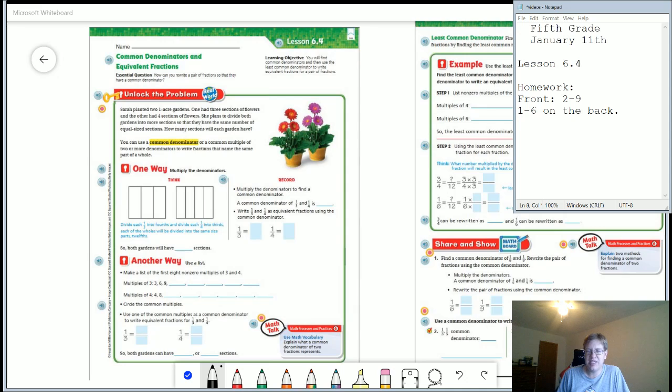This is going to be a lesson for 5th grade covering Go Math lesson 6.4. I feel like I just did this, but I was actually doing something similar with 4th grade. So today we're working with common denominators and equivalent fractions, which we worked on a little bit last year.